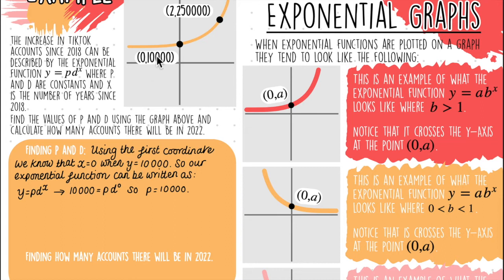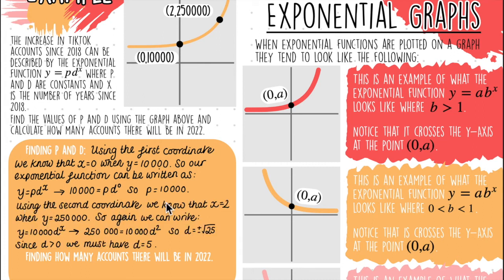What can we use? Well, we've used this coordinate. Any other information? Yeah, we've got this second coordinate here. So again, we know that we can use the value x is equal to 2 and y is equal to 250,000. And we can plug that into our equation because this pair is a solution to our function. So using the second coordinate, we know that x is equal to 2 when y is equal to 250,000. So again, we can plug these into our equation.